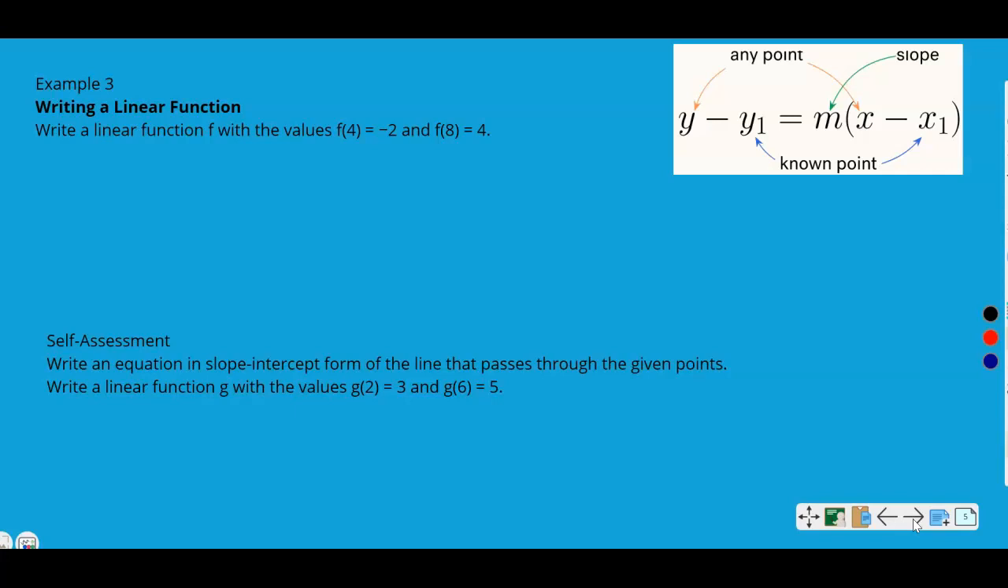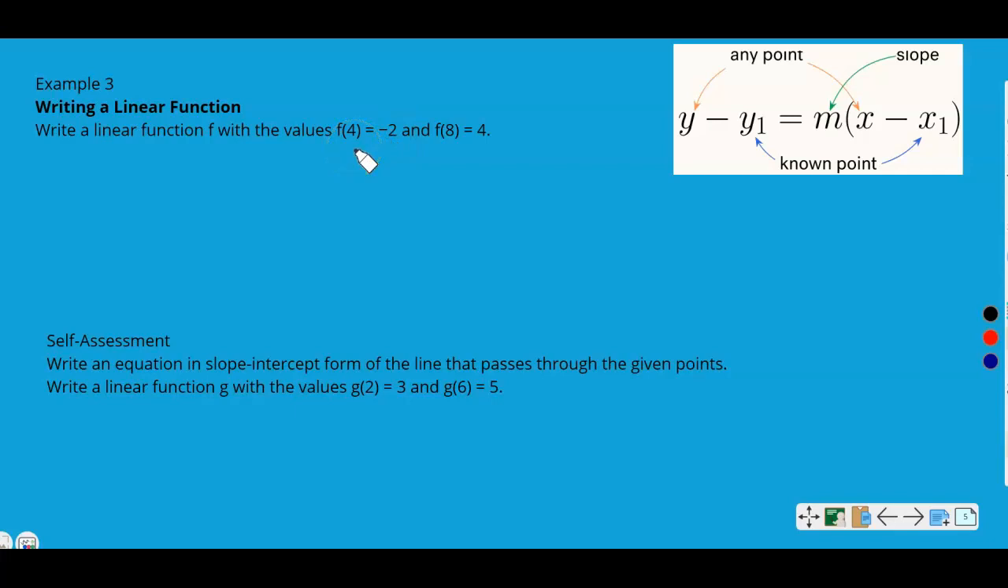All right, example 3, writing a linear function. So this one says write a linear function f with the values f of 4 equals negative 2 and f of 8 equals 4. All right, so remember from a previous lesson, when they give this in function notation, this is just giving you an x and a y. So basically they're giving you an ordered pair. It just looks a little different. So remember, this is f of x and f of x equals y.